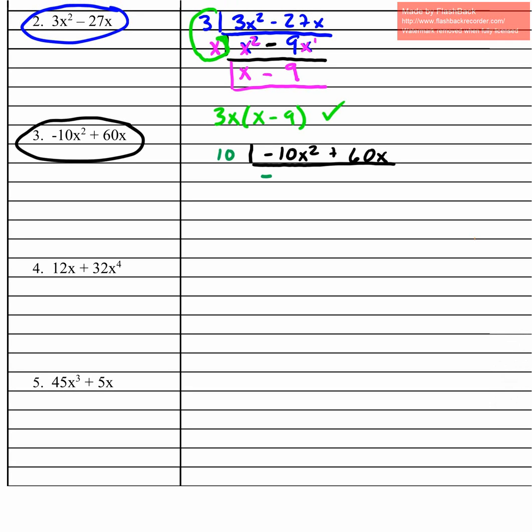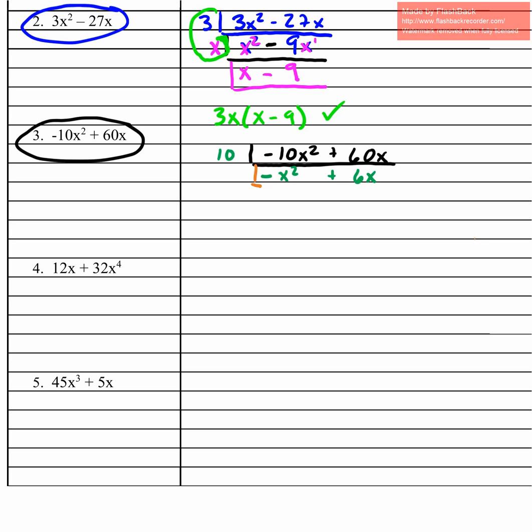So this negative is going to stay there. 10 divided by 10 is 1. So we end up with a negative x squared. I have my plus here. 60 divided by 10 is 6x. If you notice, I try and keep everything lined up. Like every single example, my minuses line up, my terms line up, just to help me maintain the flow and the consistency of my work.